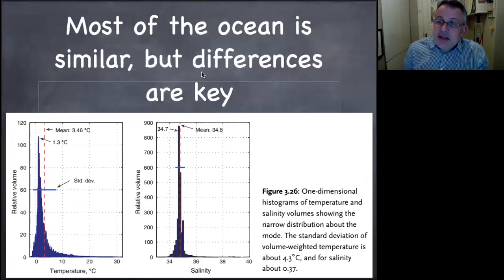So most of the ocean is similar, but differences are key. This is showing a histogram of temperature and salinity volumes, showing a narrow distribution around the most likely value, around the peak. The standard deviation here's the mean, and in this particular case, the temperature is offset to be quite a bit colder than the mean. Oh, sorry, never mind. This is the mean of this distribution because it has a long tail to one side. So the most likely value and the mean are not the same, which is because this is not a normal distribution. In this case, the salinity looks kind of normal.